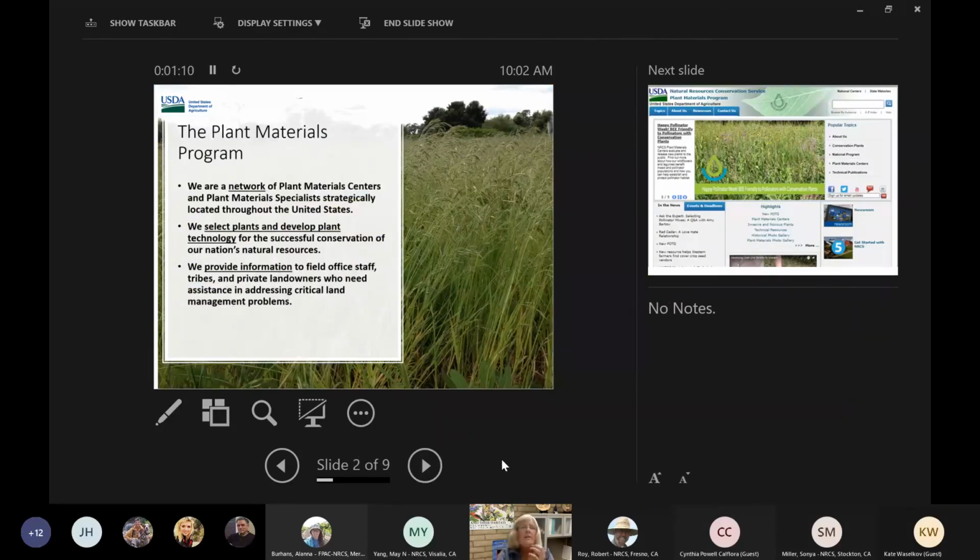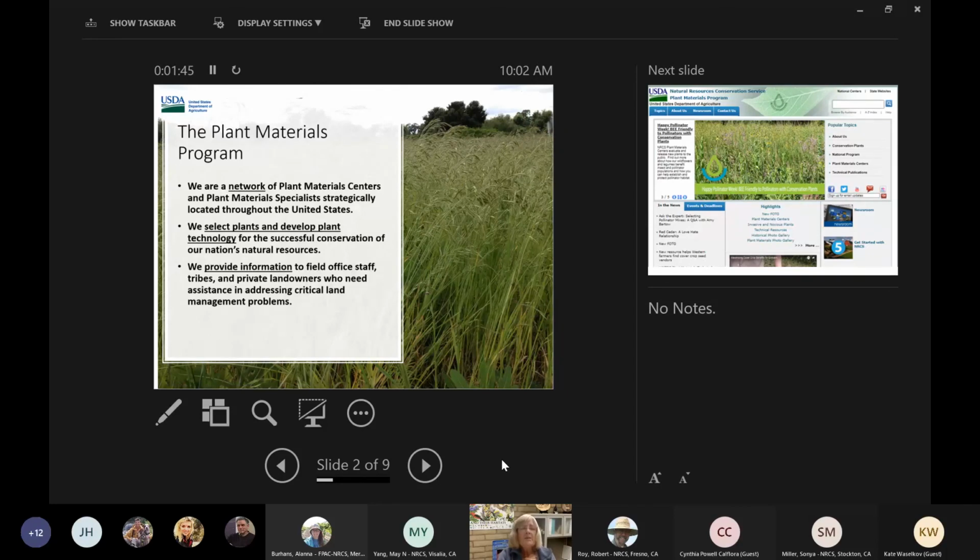NRCS is part of the United States Department of Agriculture. The Lockford Plant Materials Center is one of a network of plant materials centers around the country that are part of the Plant Materials Program. There are 23 of us. The Lockford Plant Materials Center is the only one based inside California, and we're responsible for the Mediterranean area of California, which is quite a large area.